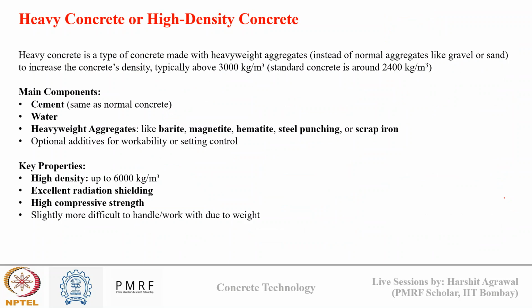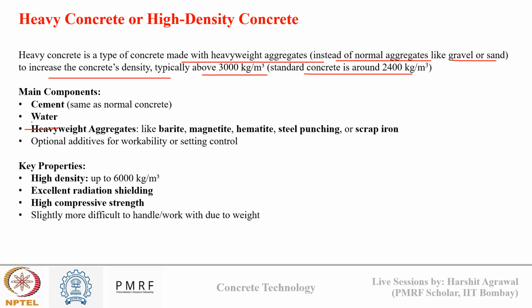Now the next two special concrete types that we will be discussing are related to the density of concrete. First we have heavy density concrete. Heavy density concrete is a type of concrete made with heavyweight aggregates instead of normal aggregates like gravel and sand. This is done to increase the density of concrete, typically above 300 kilonewton per meter cube. Standard concrete has a density of around 2400 kg per meter cube.